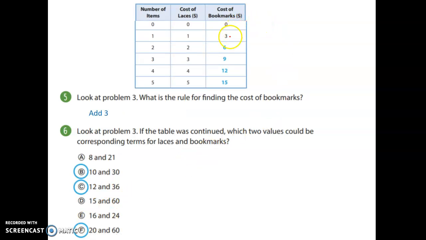All right, so counting by 3, 3, 6, 9, 12, 15, we added 3 each time to fill in the bookmarks. And then again, corresponding terms, 4 times 3 gave us 12. So if these terms that are A, B, C, D, E, and F are corresponding, that means that I should be able to multiply times 3. Well, 8 times 3 is not 21, so that one doesn't work. 10 times 3 is 30. 12 times 3 is 36. 15 times 3 is not 60. 16 times 3 is not 24. And then 20 times 3 is 60.